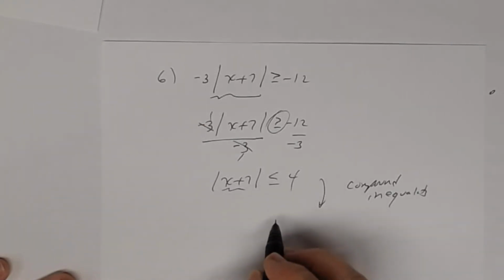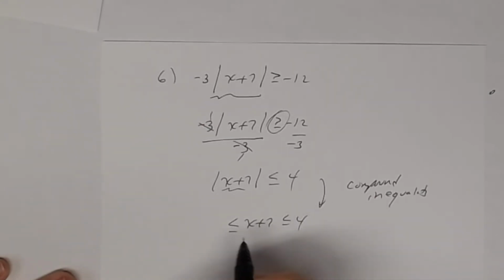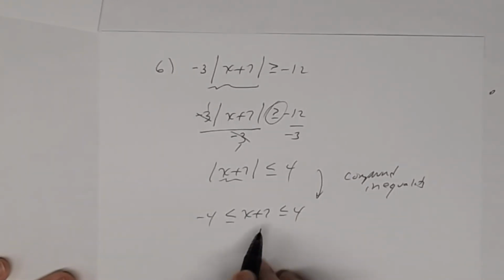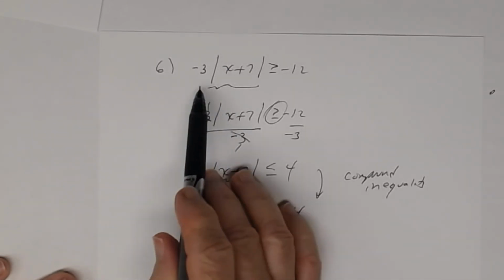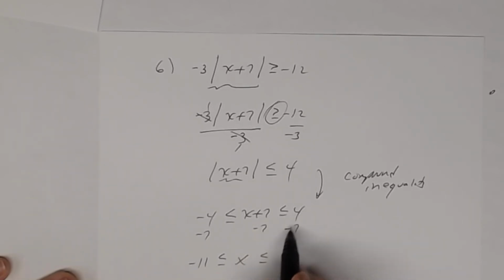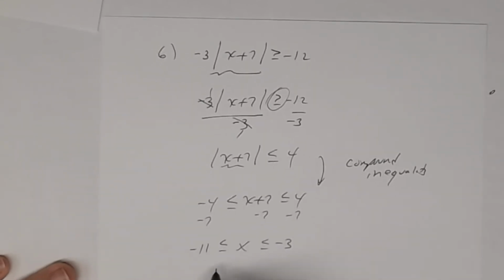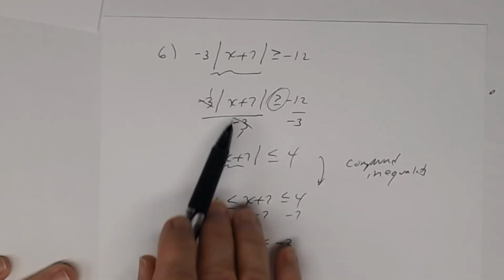So what's inside the absolute value bars? I get x plus 7 is less than or equal to 4, and at the same time, it has to be greater than or equal to negative 4. And then all you do is get x by itself. So subtract 7 from all parts, and you have your solutions. The solution to this original inequality will be any number between negative 4 minus 7, which is negative 11, less than or equal to x, less than or equal to 4 minus 7, which is negative 3. So any real number between negative 11 and negative 3 is a solution to this, and it's also a solution to this. Okay, so these are equivalent.